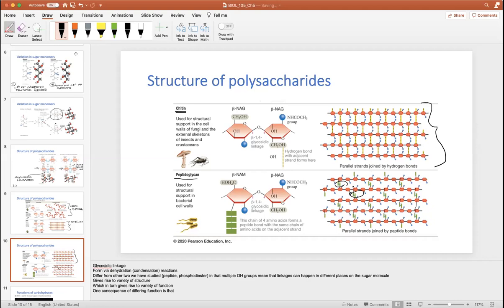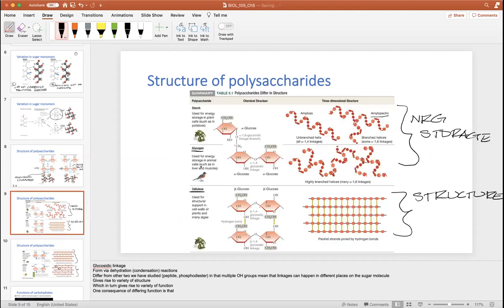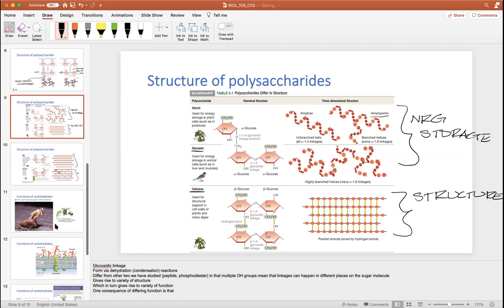What I want you to understand is that if you have a mesh-like structure, it's going to be structural support. If you have a more linear structure with maybe a few branches, it's best for energy storage. So if I were to show you a picture on a quiz and say, is this a structural polysaccharide, or is this polysaccharide used for energy storage, then you should be able to differentiate between the two.